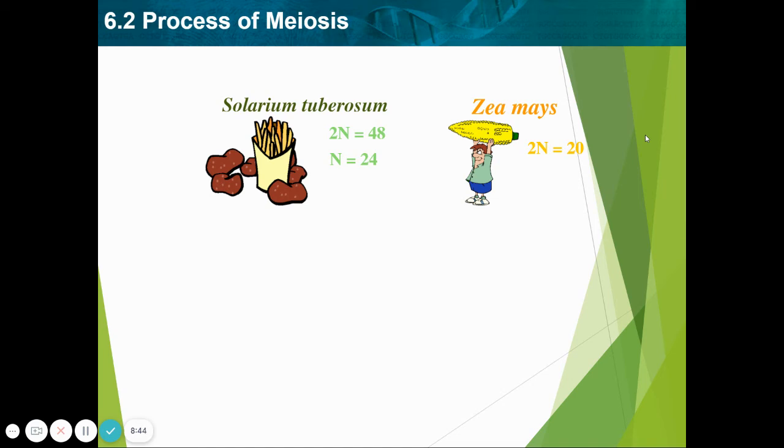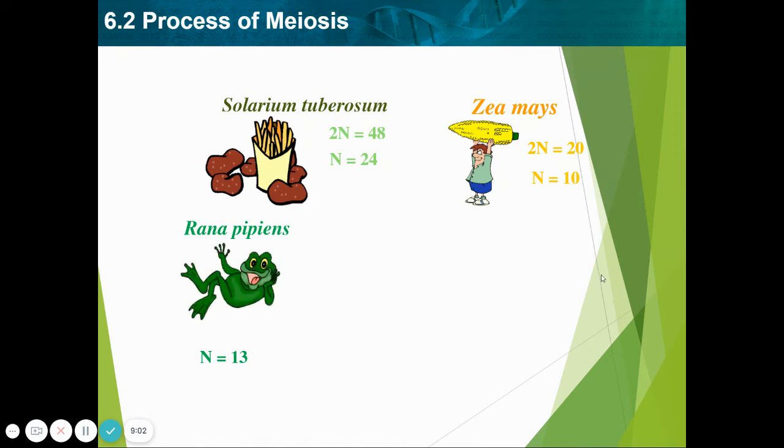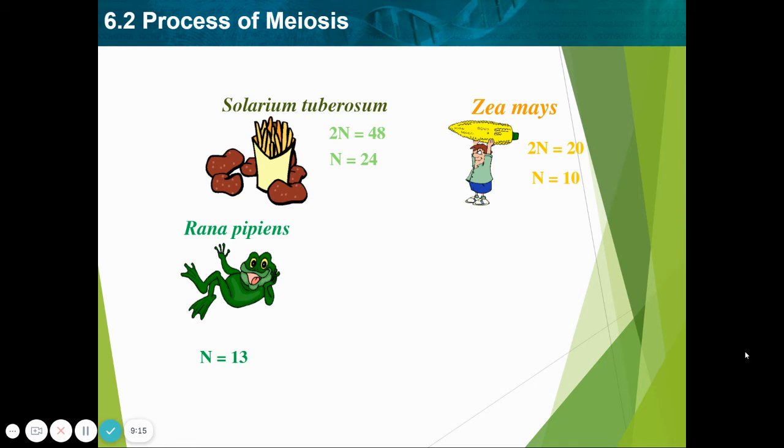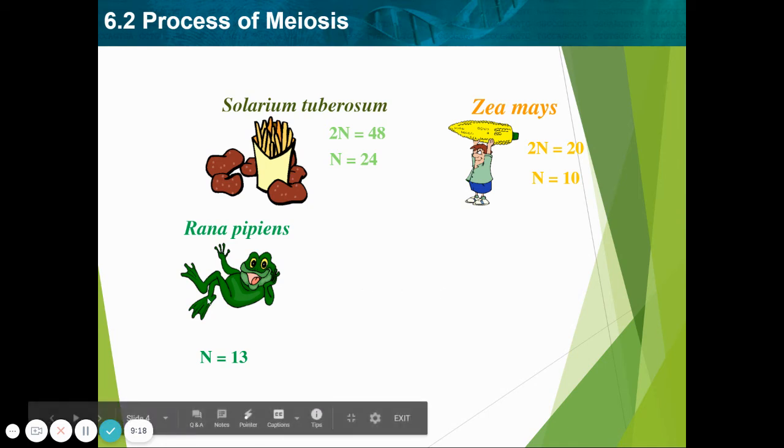The 2N number for corn is 20, so that means the N number is 10. Now, the last three organisms here are animals like ourselves. The first one is Rana pipiens. That is the scientific name for the leopard frogs that we will dissect in class. The N number, the base number of chromosomes in frogs, is 13 different types of chromosomes in an egg or a sperm cell. So that means in a skin cell, there's going to be 26. To go from the haploid to the diploid, I just multiply by 2.